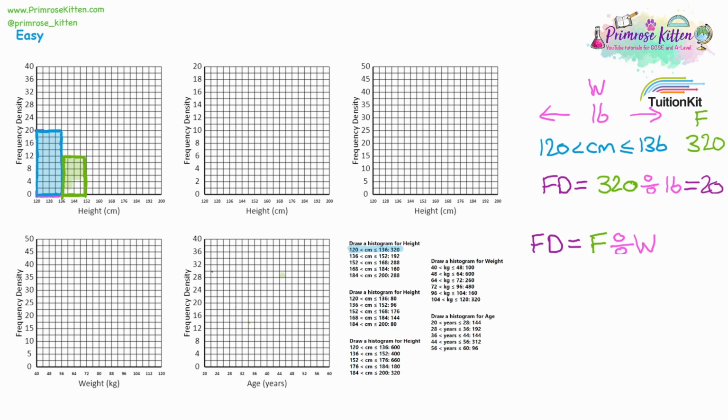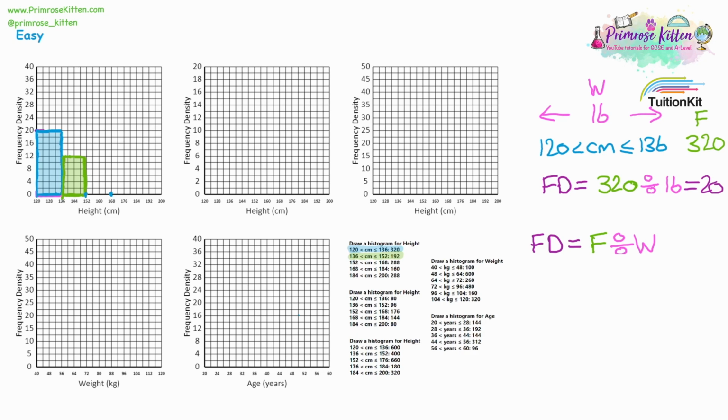I'm just doing this in a different colour, just so you can see the difference between the bars. Usually it's drawn in black and white, and it wouldn't be colour coded. I'm going to cross out the second line because it's been completed, just so I don't miss any out. Now for the third line, we're going in between 152 and 168.